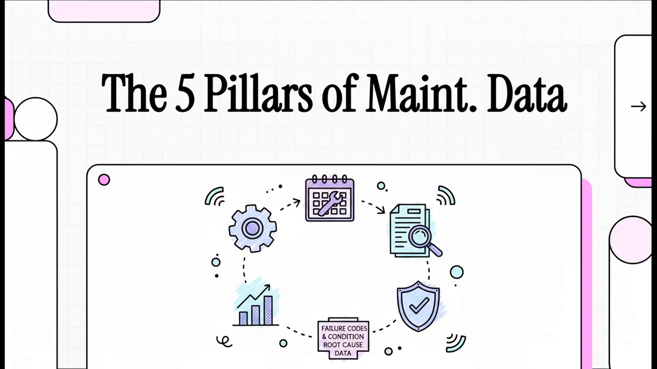All right, let's dive into something that is absolutely fundamental for anyone working in maintenance and reliability. We're talking about the 5 core types of data that form the bedrock of any solid maintenance system. Let's get right into it.